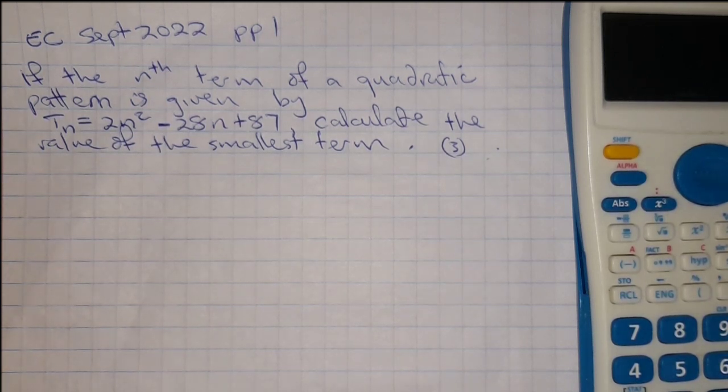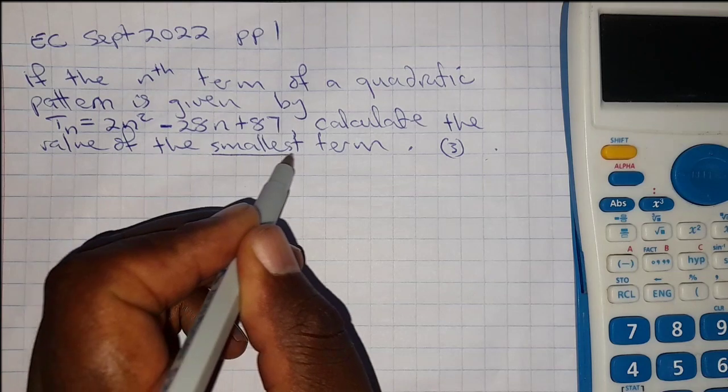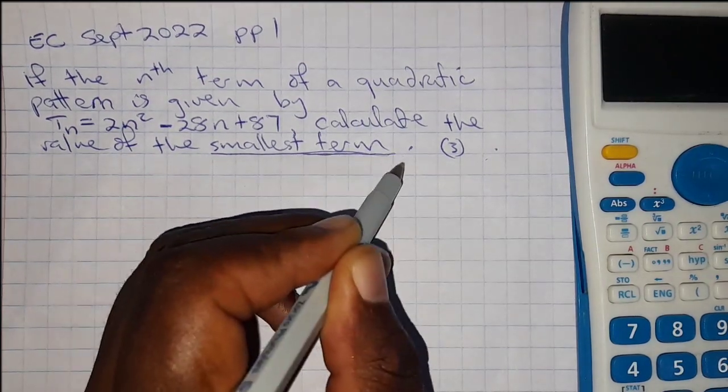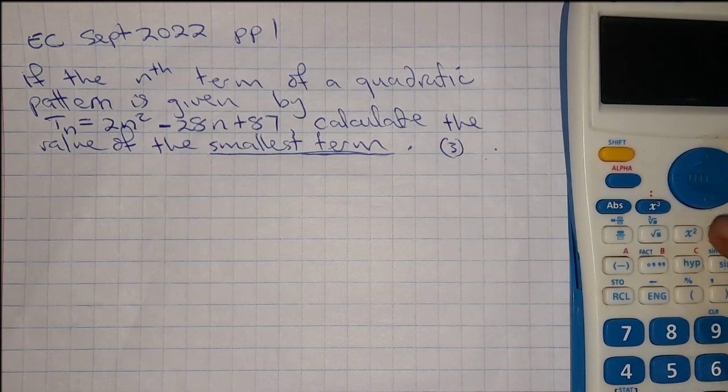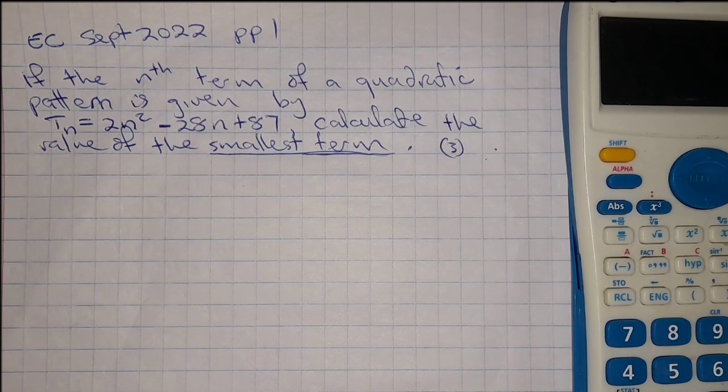The question is saying if the nth term of a quadratic number pattern is given by Tn is equal to 2n squared minus 28n plus 87, calculate the value of the smallest term. Now, if you don't know your functions, it's not going to be easy to answer this question. This is what I want you to remember here.